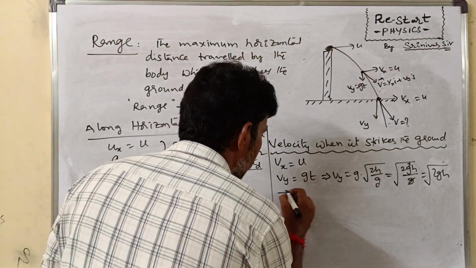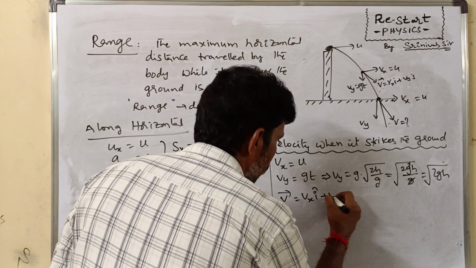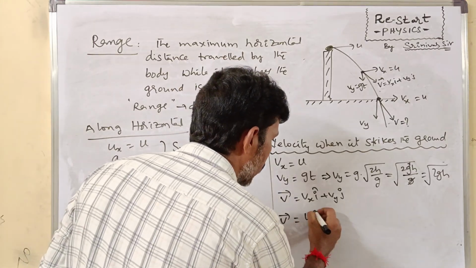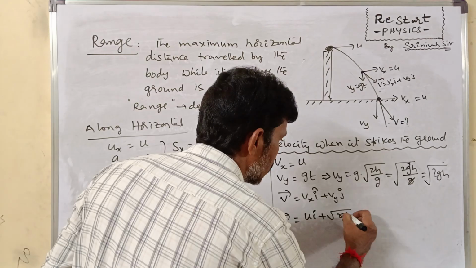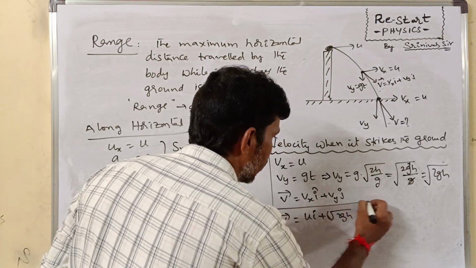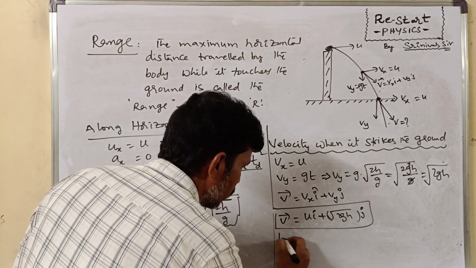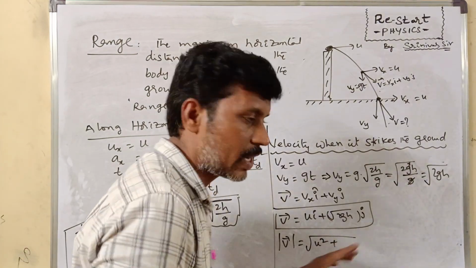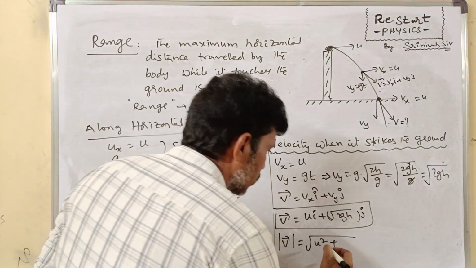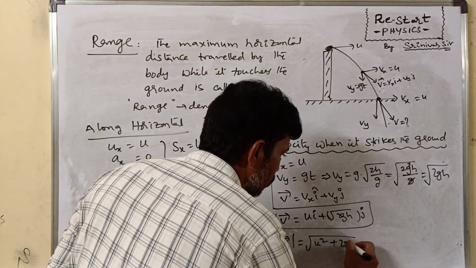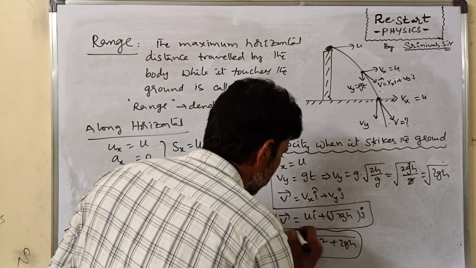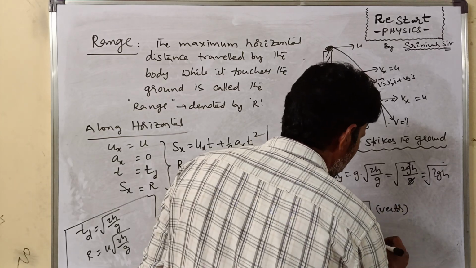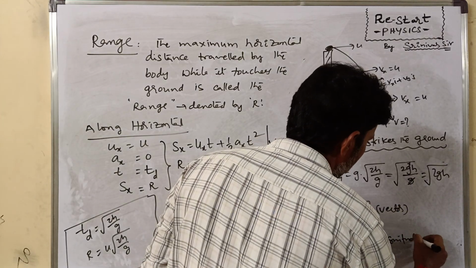Now the resultant velocity V bar is equal to Vx i cap plus Vy j cap. So V bar is equal to u i cap plus root 2gh j cap. This is the vector. Now the magnitude of V bar is equal to root of Vx square plus Vy square, so root of u square plus root 2gh whole square, which is 2gh. This is the velocity vector, and this is the magnitude.